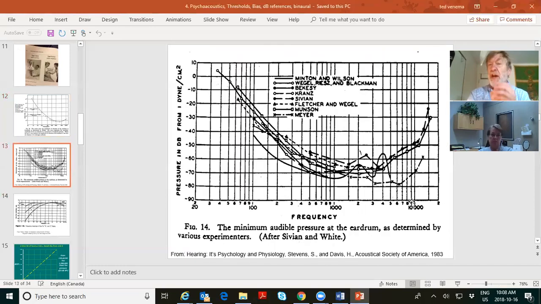Let's look at the next slide. A whole bunch of investigators found similar stuff. Look at all these guys. And they all found this curve, always this general bend. They're called the minimal audible pressure at the eardrum, as determined by various experimenters. And what's the purpose here? They're trying to find the softest level it took to just barely hear all the tones.